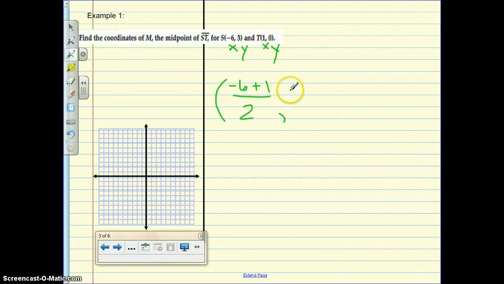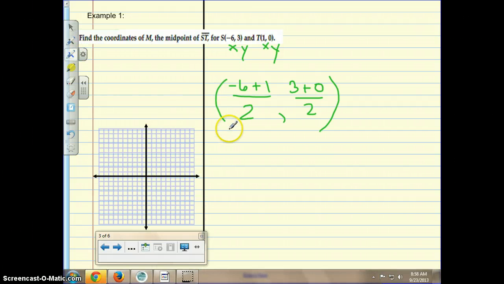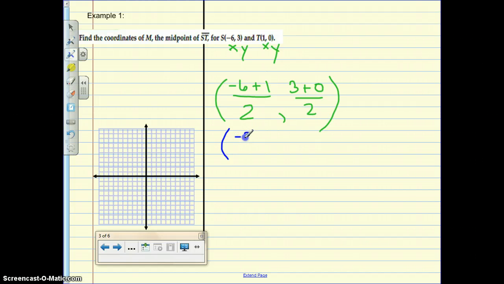To find the y coordinate of my midpoint, I'm just going to add up the y's, so 3 and 0, and divide by 2. So again, you're just adding up your x's, divide by 2, add up your y's, and divide by 2. So I have negative 5 over 2 and 3 divided by 2. And we can of course simplify this. So write these as mixed numbers, and to name the point, we generally call the midpoint point M. So the point M is negative 2.5, 1.5.